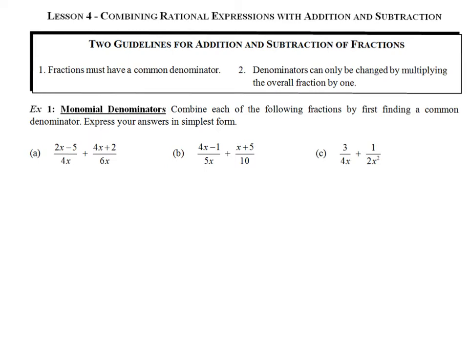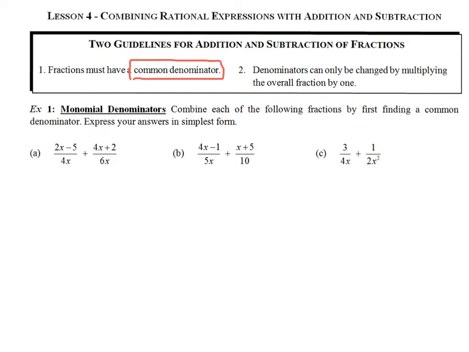So if you have a highlighter, I would highlight some of the important things in this first box. The guidelines for addition and subtraction: the very first thing is that when I am adding and subtracting, it's going to be different than multiplication and division. In multiplication and division, I did not need a common denominator. But with addition and subtraction, of course, we are going to need a common denominator. So we're going to focus today on making common denominators.